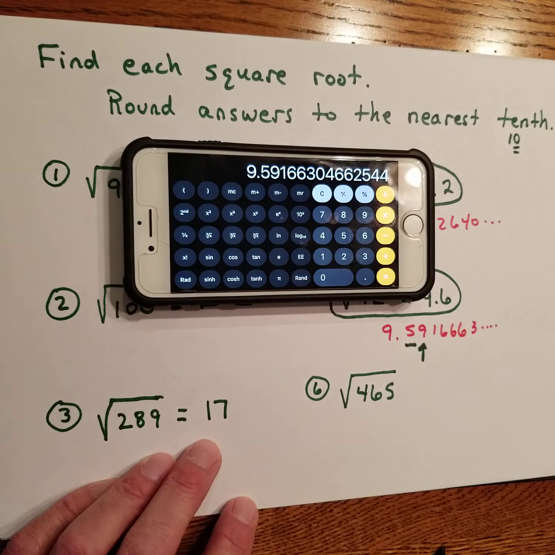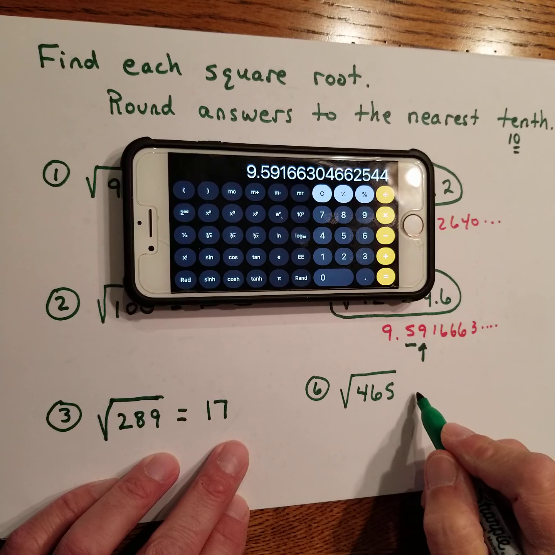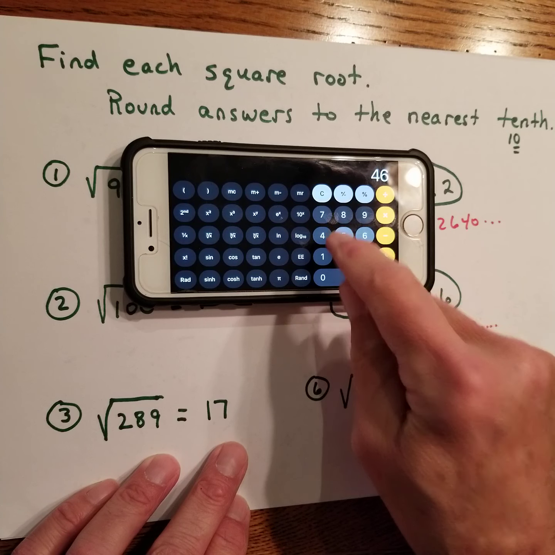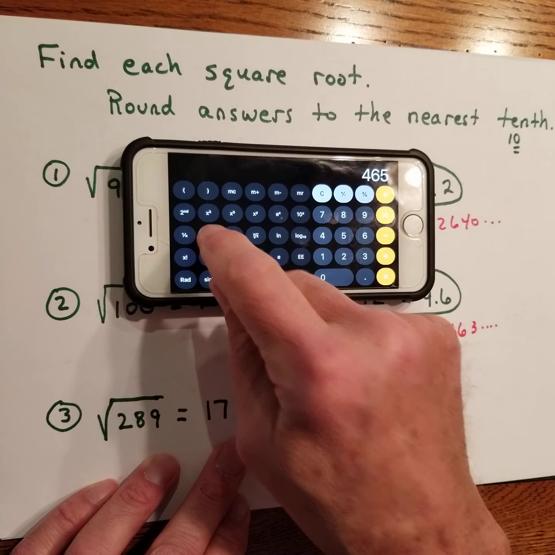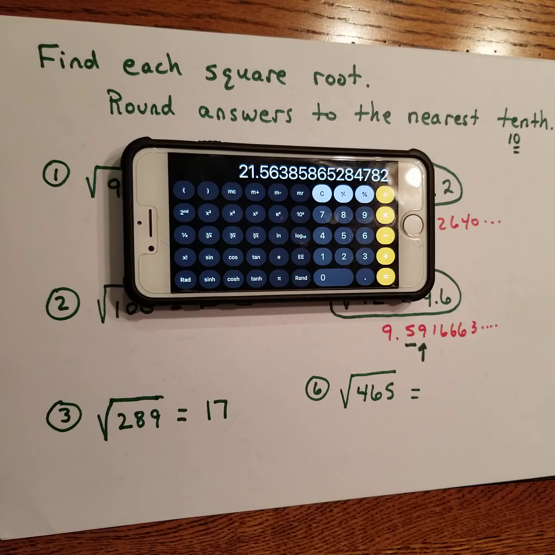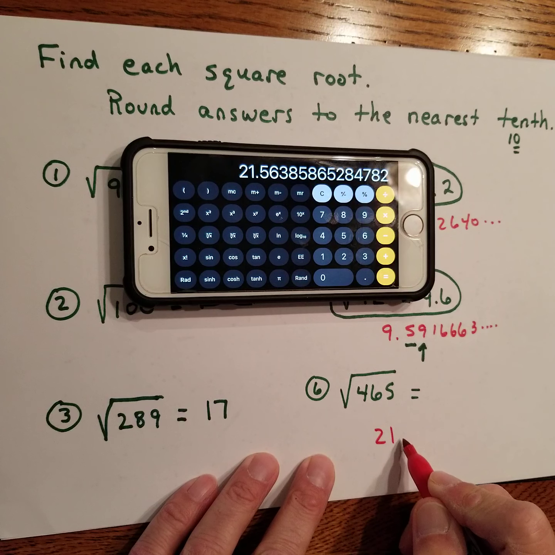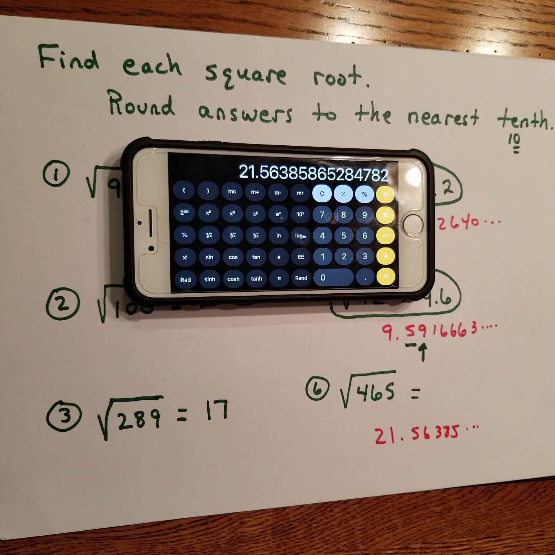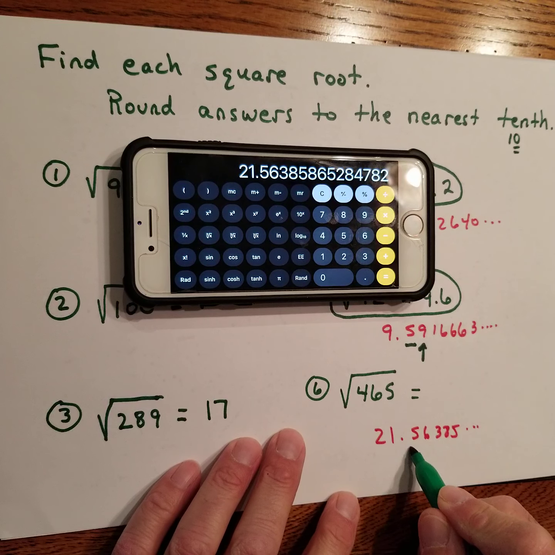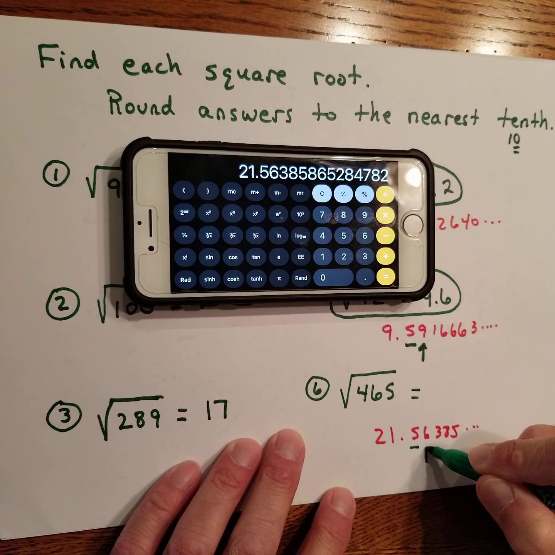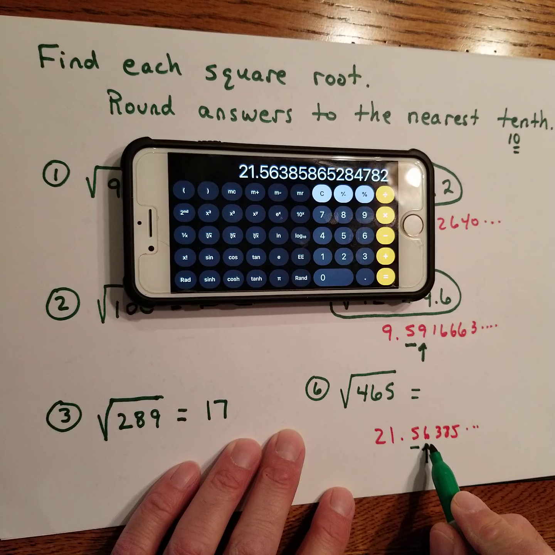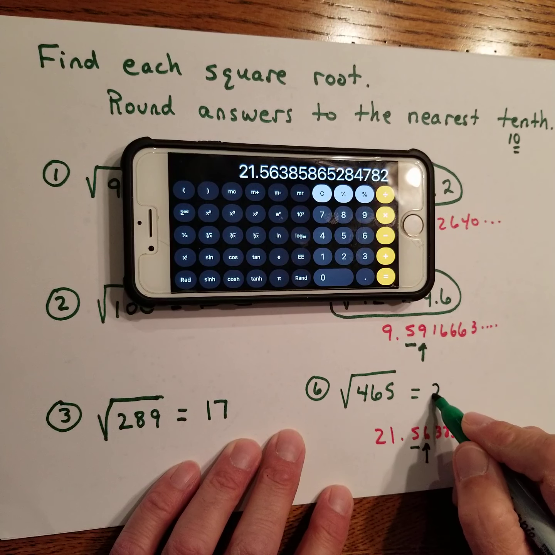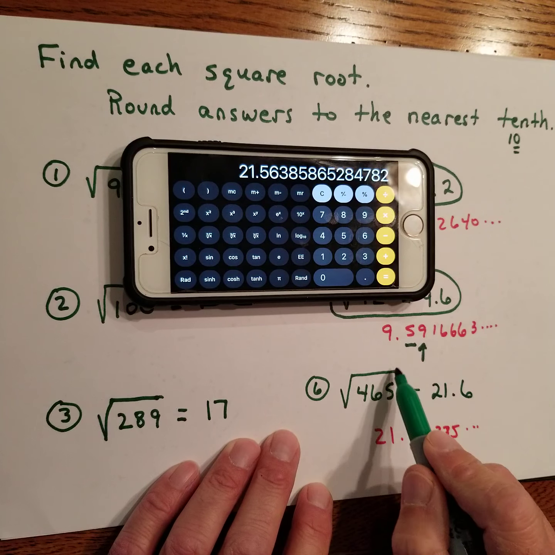Let's try number 6. The square root of 465. My calculator gives me this very messy decimal. But rounding to the nearest tenth means one place value. So check the next place value out. And if that's large, 5 or bigger, then that rounds up. Round that up to a 6. That's 21.6.